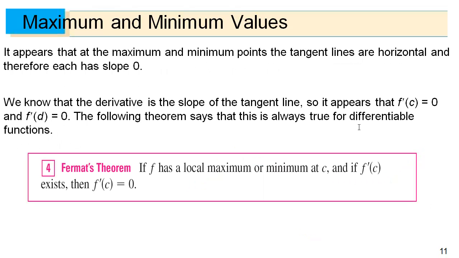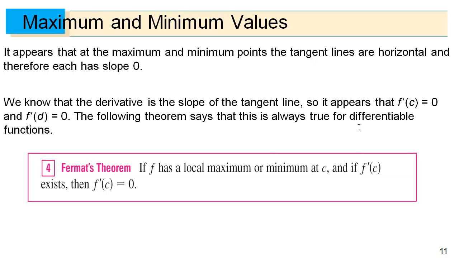It says if your function f has a local maximum or a minimum at some point c, and if the derivative exists at c, so the function is differentiable at that point c, then we know the derivative has to equal 0. Please pay attention to the fact that this theorem doesn't go in both directions. It doesn't say that if the derivative equals 0, it must be a local max or min. It says if we have a local max or min, then the derivative must equal 0 if it even exists at that point. So that's a key thing.